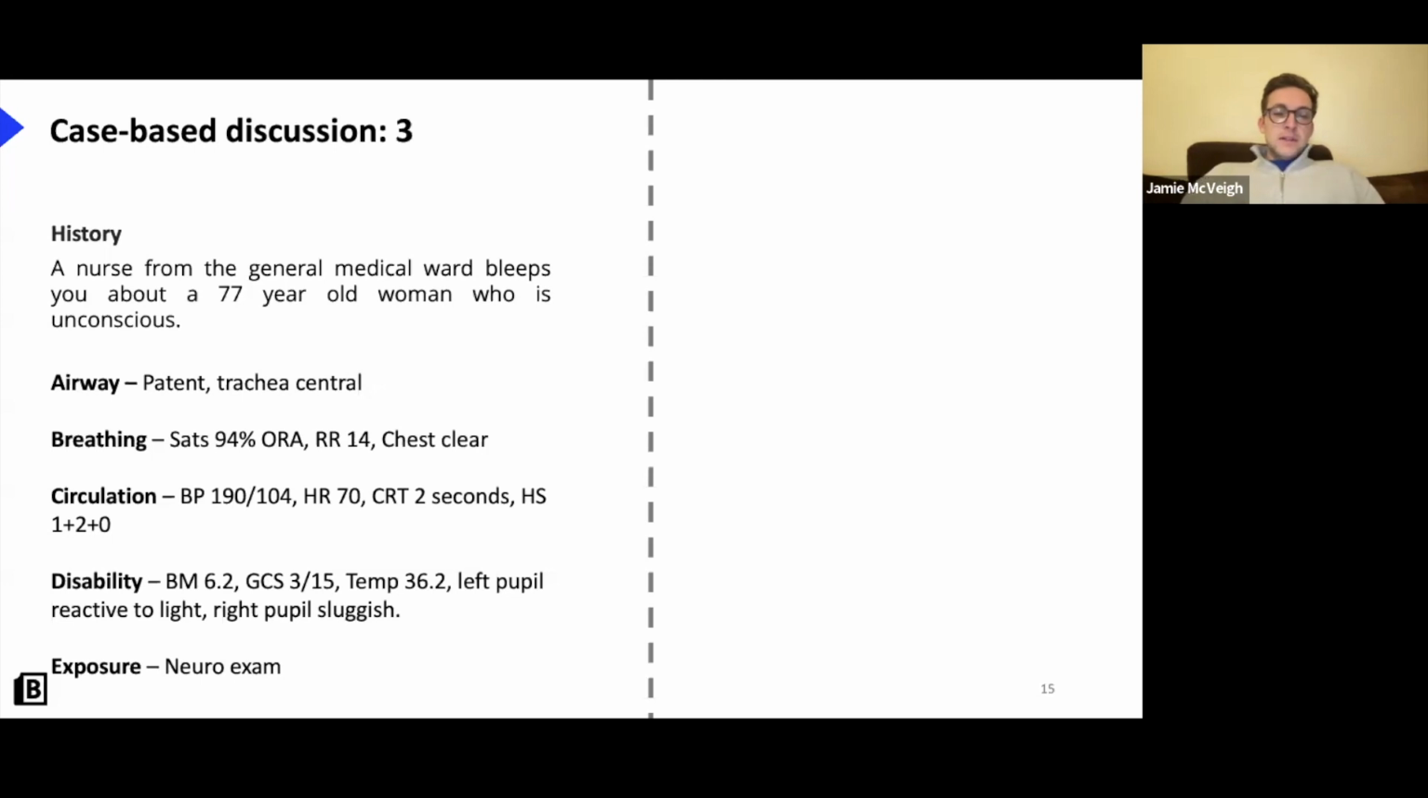Okay. So you get there, as with before, A and B are fine, nothing concerning at all. C, so they're hemodynamically stable. They're not tachycardic. They're warm, well perfused. Cap refill time is 2 seconds, but they are pretty hypertensive. All right, 190 over 104, which in an unconscious patient, I would be pretty worried about, to be honest.